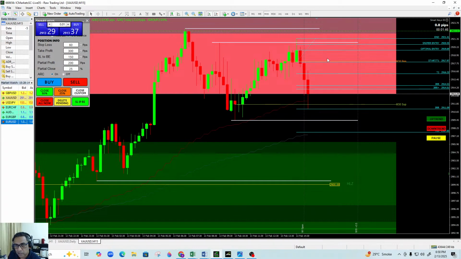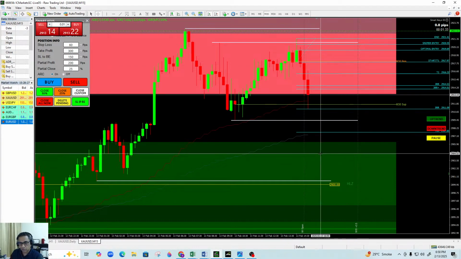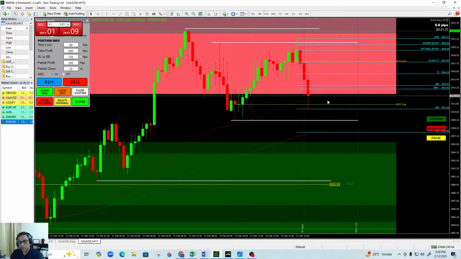I might just take sells. If you get to around 2918, stop loss above the Asian high, take sells to come down here. That's about a 125 pip move. Let's see if you can get it. A minute and a half more.